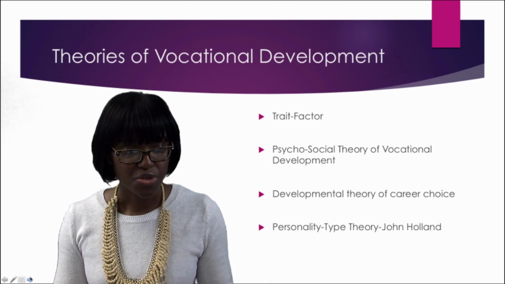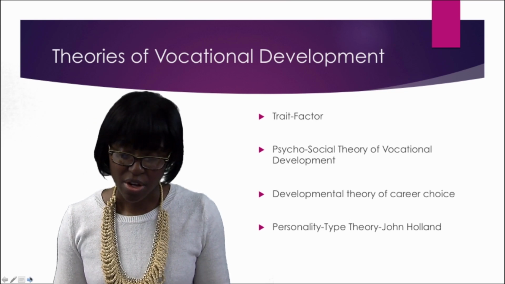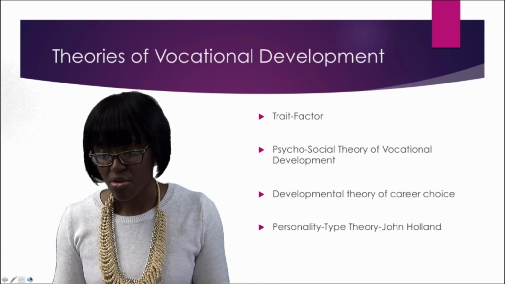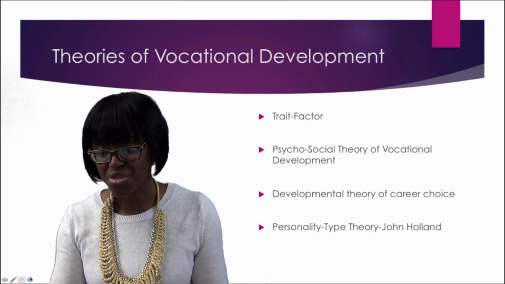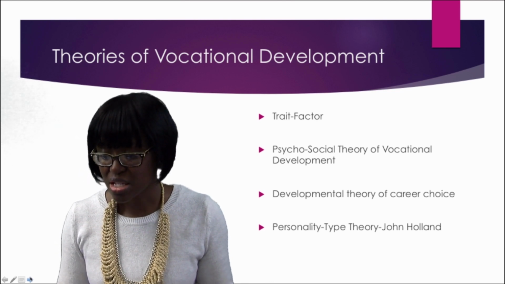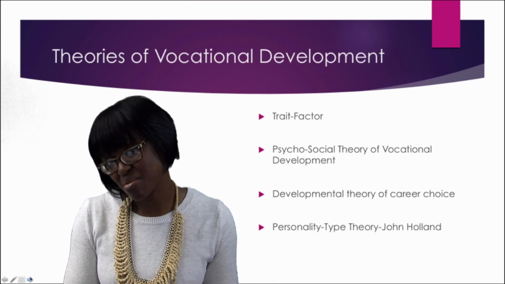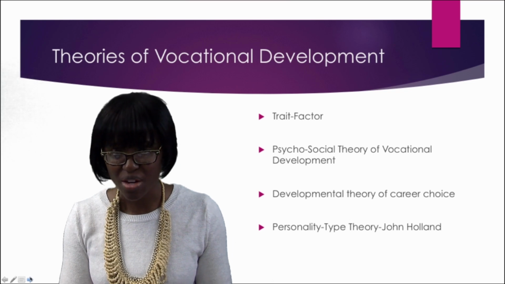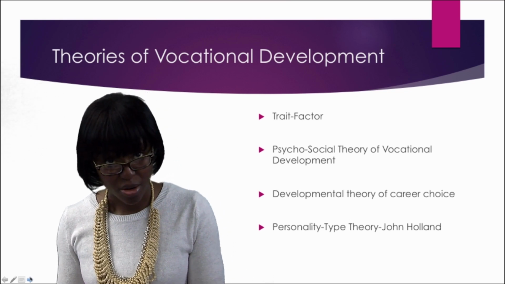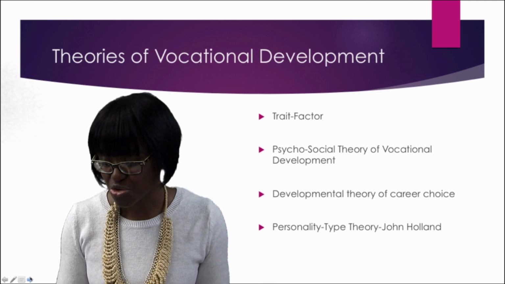First theory of vocational development is trait factor. Now, the trait factor theory goes back as far as the early writings of Frank Parsons, and they hold that individuals need to understand, of course, their abilities, aptitudes, vocational interests, skills, those traits, and match these to specific requirements and demands, which are the factors of different occupations. The successful matching of individual traits with job factors is the key to a successful and satisfying vocational choice.